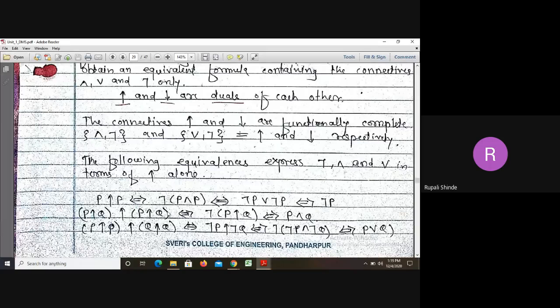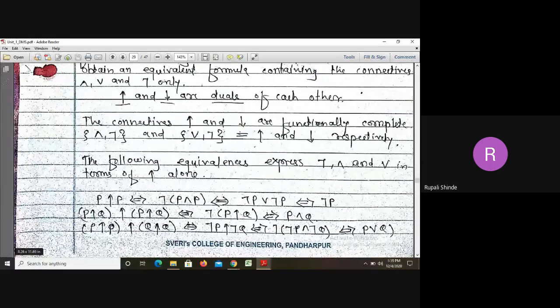Have you understood how this term comes? First of all, we have to solve this NAND. To remove this NAND, what do we have to do? First, we have to check what are the two terms where we can apply conjunction. Here, this is the first term, P NAND Q. This is our first term, and the second term is also P NAND Q. So in between these two terms, we have to apply conjunction, and outside the bracket, we have to apply negation.